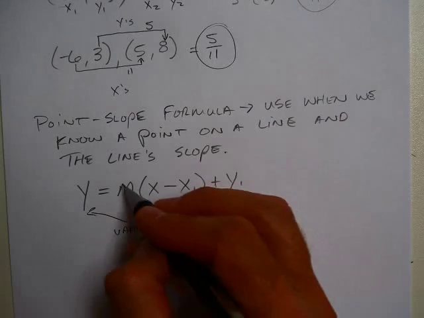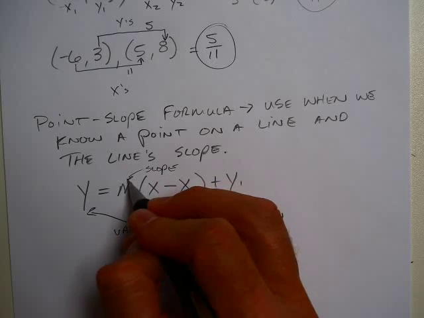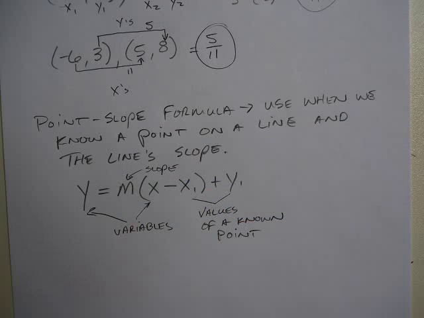And of course, m is the slope. So x and y stay x and y. x1 and y1, those are some values that we know. Let's take what we have. Let's see how we did at making a line.